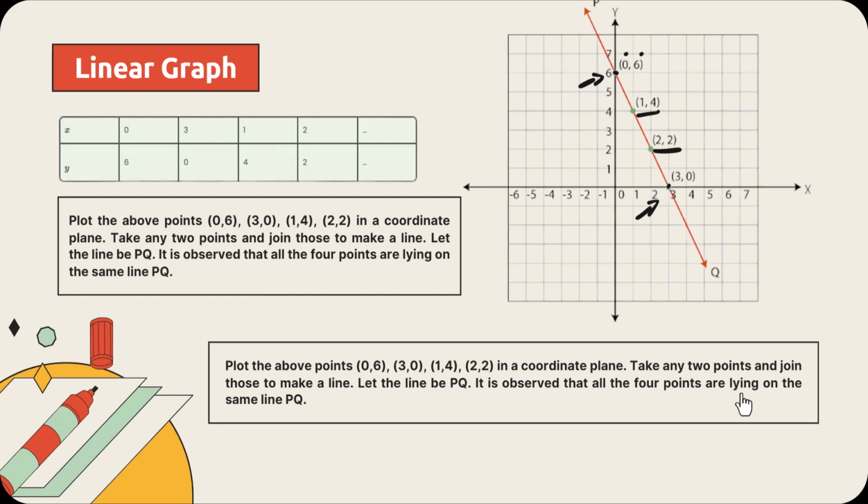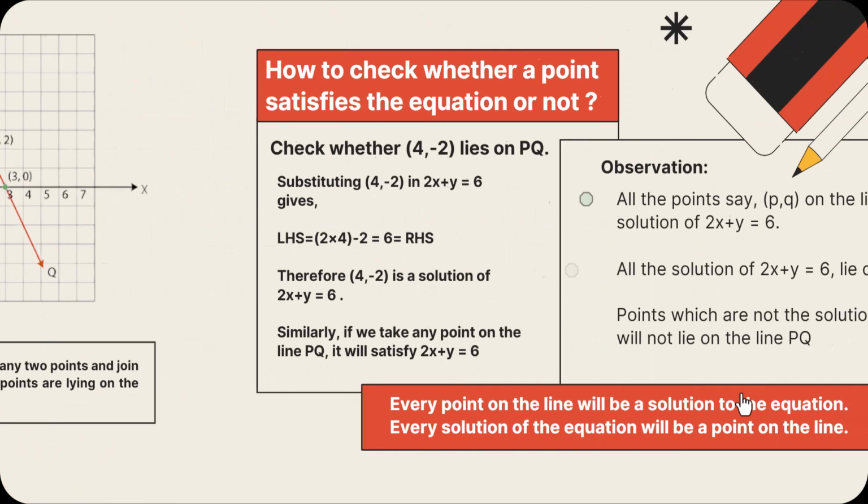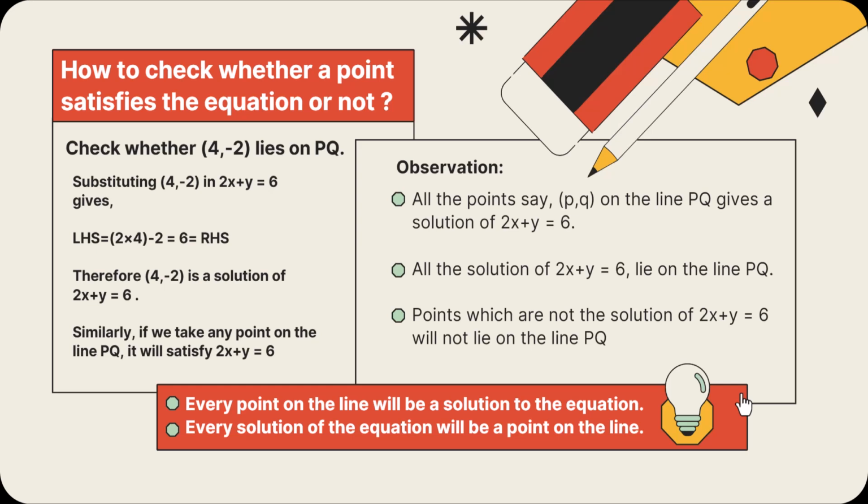Let's look, where is (4, -2)? The x value is 4, and this is -2. So this is (4, -2). Is it on the line? Yes, it is on the line, so it is a solution. So (4, -2) is a solution of 2x + y = 6.